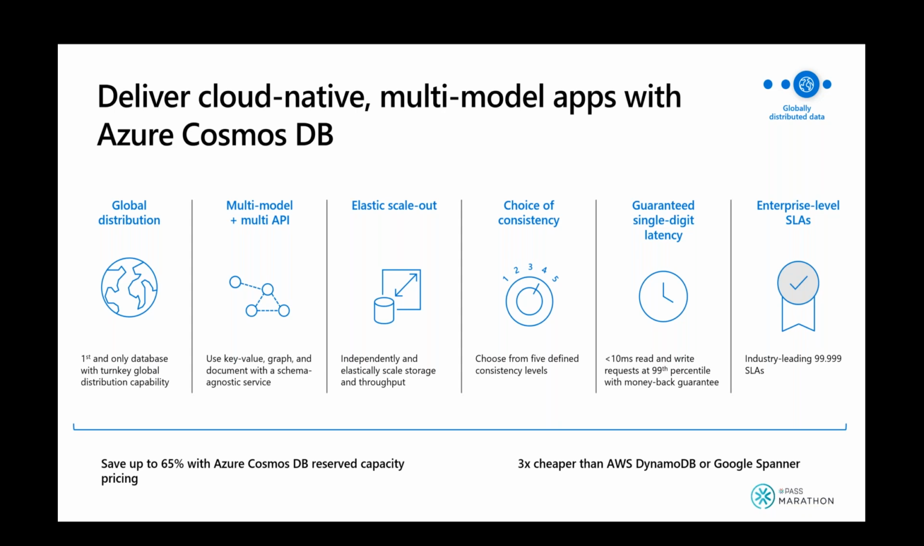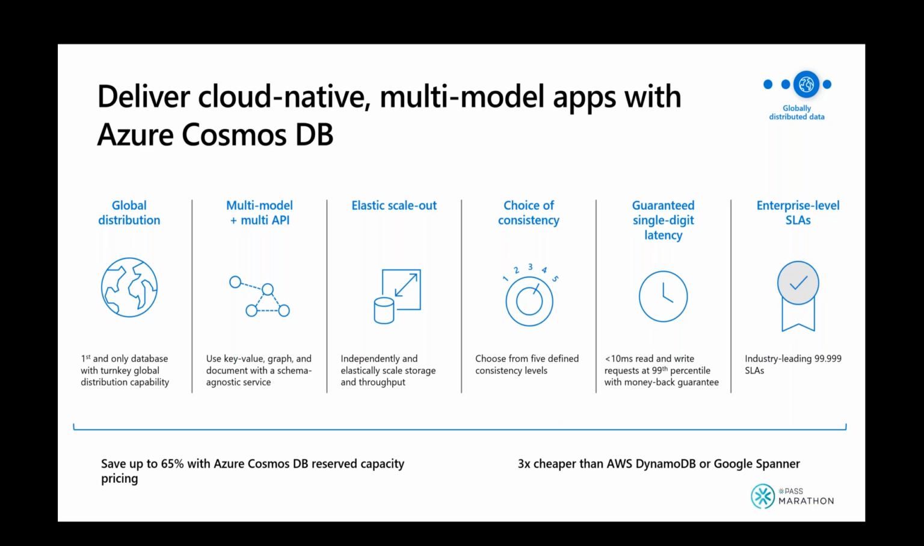It gives you a choice of consistency level, so again, you can optimize for performance and making sure refreshes are up to date, or you can optimize for data concurrency and data accuracy. It offers elastic scale out, and what's very unique in the industry, it offers an industry-leading SLA where we guarantee less than 10 milliseconds read and write latency. No other database out there does that. And if you're concerned about cost, know that it's 3x cheaper than DynamoDB or Google Spanner. So it's a great choice for your NoSQL databases.